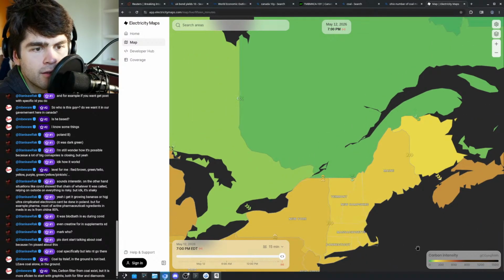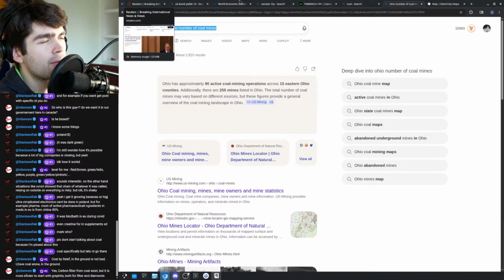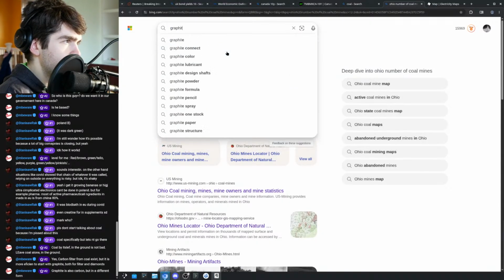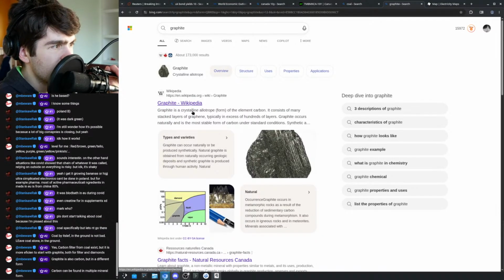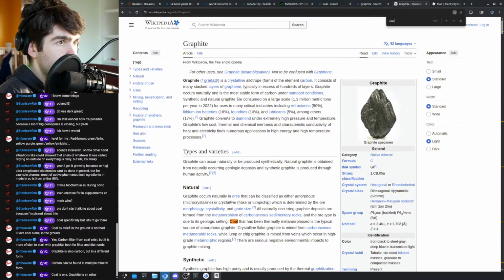Yes, carbon filter from coal exists, but it is more efficient to start with graphite, both for filter and diamond. Isn't that the same thing? I mean essentially the same mineral, just one where you're taking only the purest form. My understanding is it is in the same exact mine, or maybe I'm wrong. So let's check.